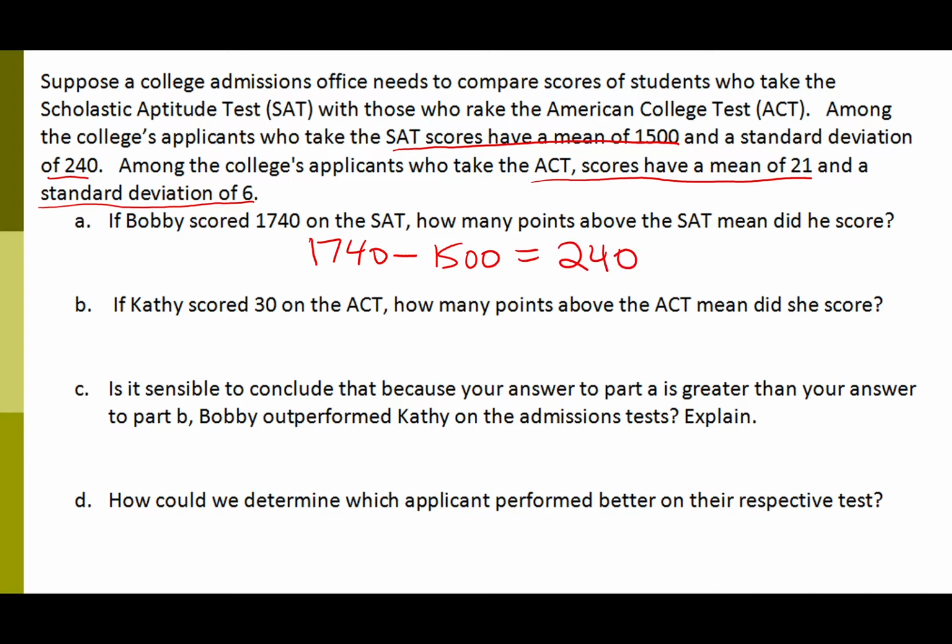Kathy scored a 30 on the ACT. How many points above the ACT mean did she score? 30 minus the mean, 21, would be 9. Is it sensible to conclude that because my answer in A of 240 is larger than my answer in B, 9, that Bobby outperformed Kathy on the admissions test? No, that doesn't make any sense because the SAT has way more points, and also has a much greater standard deviation. Because of that, that is not a valid way to be comparing their scores. So how can we determine which one performed better? Hey, that's what a z-score is for.